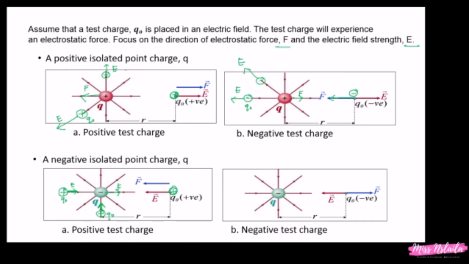And the last one, we use the negative point charge and we put a negative test charge here. So, untuk force, they are going to repel. So force on this test charge will go to the right. Force on this point charge will go to the left. For electric field strength, it will be to the left because the direction of electric field lines produced by this negative point charge is inwards.